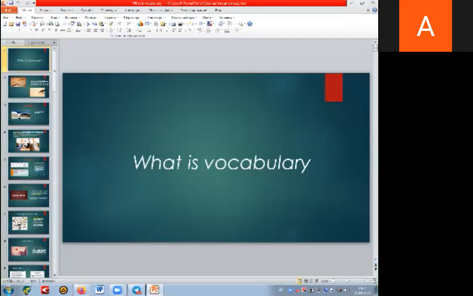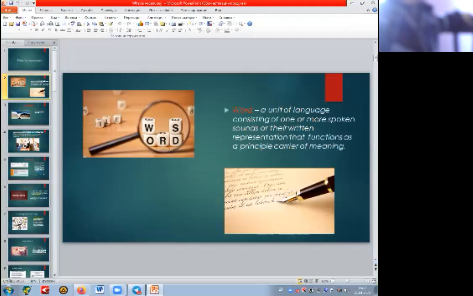Good afternoon, dear students. Today we will begin our lesson on integrated course of teaching foreign languages. Today's theme is what's vocabulary, what's a word, what are word groups, and we will speak about lexical chunks. And first, we will look through the definition.